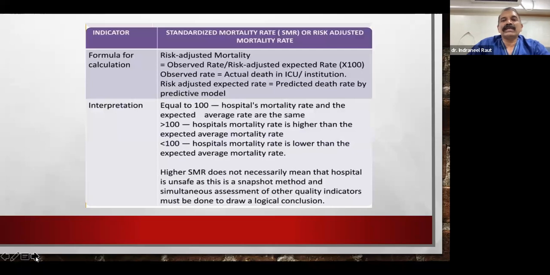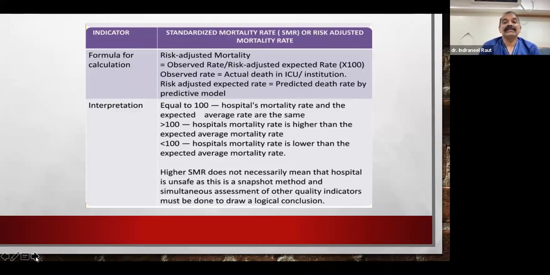So what is the formula for calculation of a standardized mortality rate? So risk adjusted mortality equals observed rate upon risk adjusted expected rate. So observed rate is the actual deaths in the ICU. So if you have three deaths in this month, okay. And then you have a process where you're capturing using some score. It may be any score where you're capturing the scores. And then based on that, you're predicting, okay, this was the expected mortality for that ICU. So if the ratio is equal to 1 or 100, that means you're falling in good average. I mean, it's supposed to be good care.